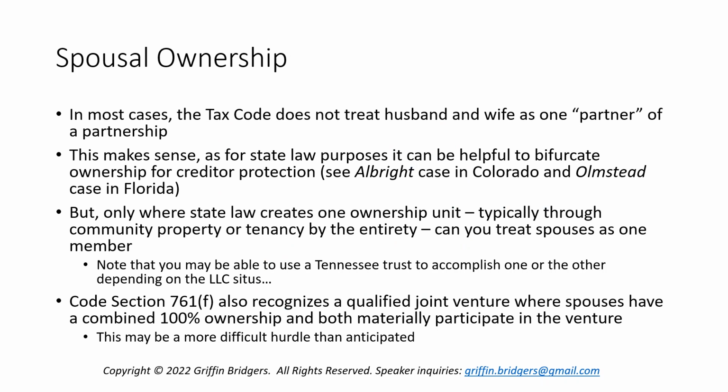But there are only a couple real circumstances where state law can create one consolidated ownership unit among spouses so that you have a single member LLC. One would be where state law property rights treat the LLC interest itself as having one owner. Typically, you'd see this where you have community property, if the LLC interest is held in a community property state or was acquired in a community property state, or where it's titled as tenants by the entirety between spouses. In either case, you can treat the spouses as one member.